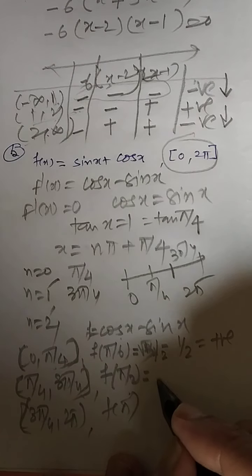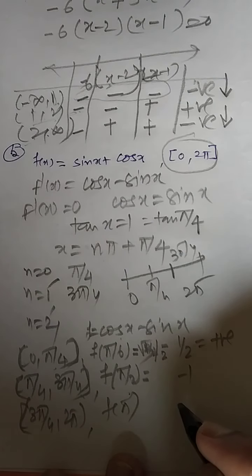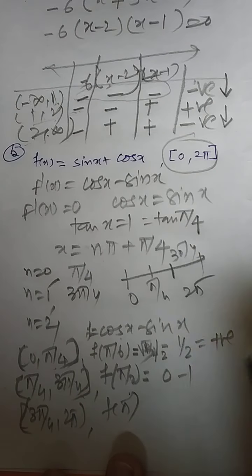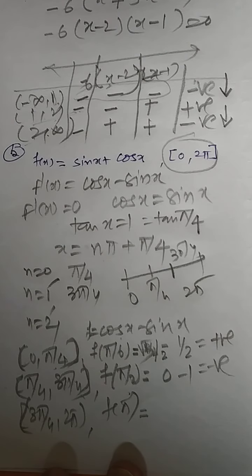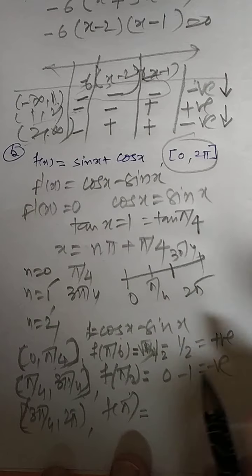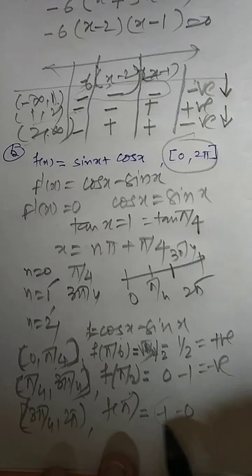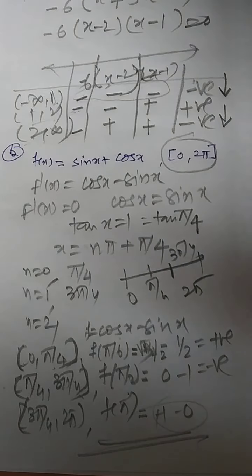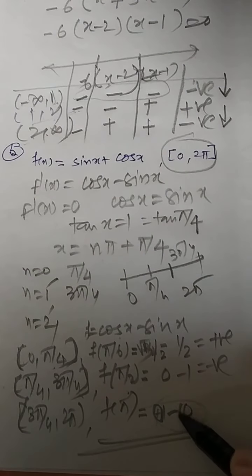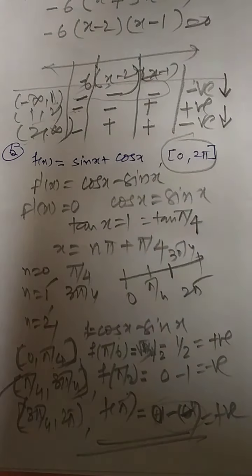Now pi by 2. Cos of pi by 2 and sin pi by 2. What is sin pi by 2? It is 1. Cos pi by 2 is 0. So it will be negative. And over here cos of pi and sin of pi. Sin pi will be 0. Cos pi will be minus 1. Okay. And then positive or negative you can decide, and you can conclude where the function is increasing and where the function is decreasing. So minus 1, it is negative. So the conclusion is, in this interval pi by 4 to 3 pi by 4 the function is decreasing. Rest of the places it's increasing.